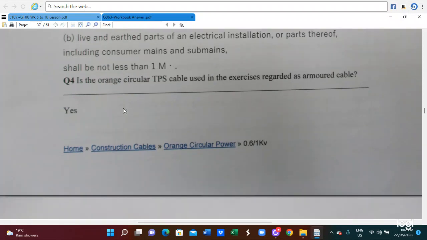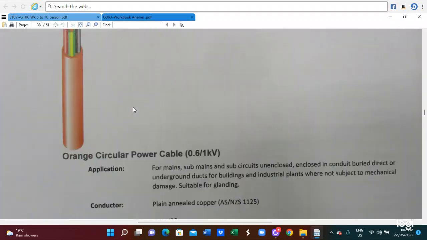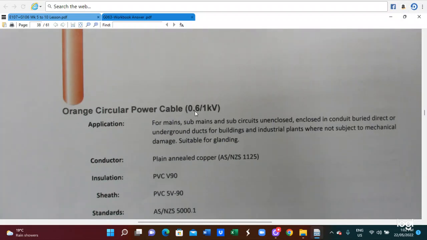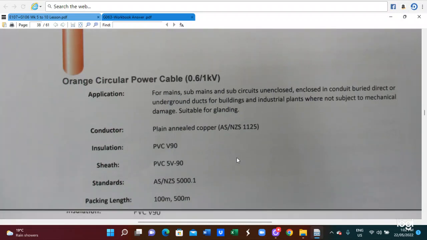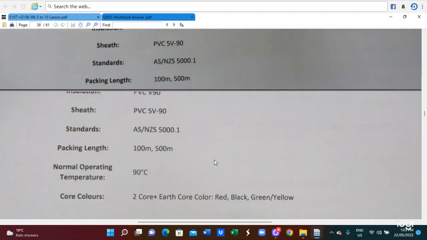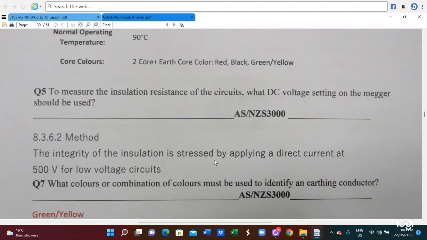Is the only circular TPS cable using exercise regarded as an armored cable? Answer: yes. This is a circular, only circular cable, rated at 450/750 volt. And this is the application. We use it for the main switchboard, sub-circuit, going to the building, or the underground duct. In this case, insulation of V-90. We have to follow the AS/NZS 5000.1, between 100 meter and 500 meter. So this is the kind of the orange circuit.